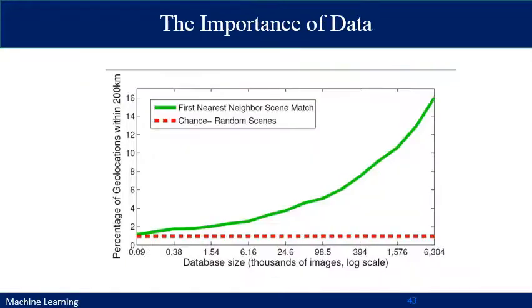So here is another example. This highlights the importance of data once again. As you can see, as you increase the database size, there is a larger chance that your first nearest neighbor will match the actual target. So you should employ certain techniques to improve the data to improve the accuracy of your algorithm.